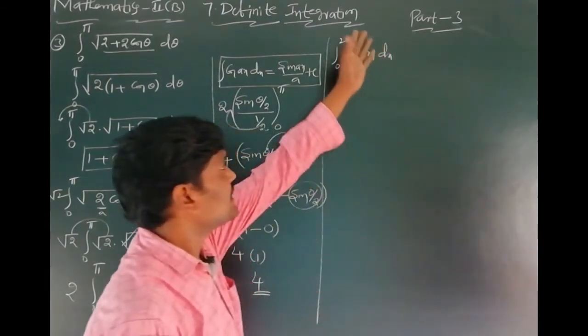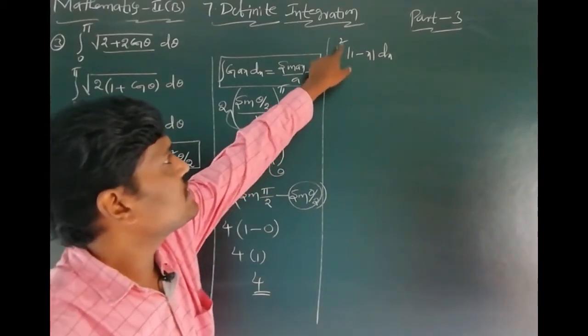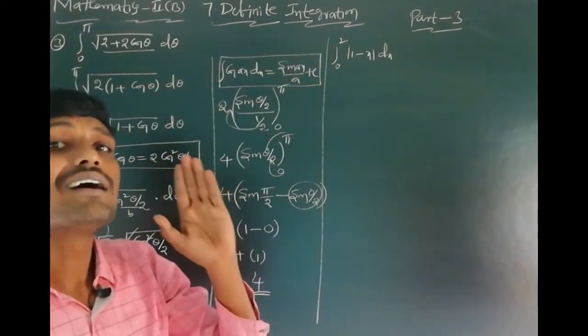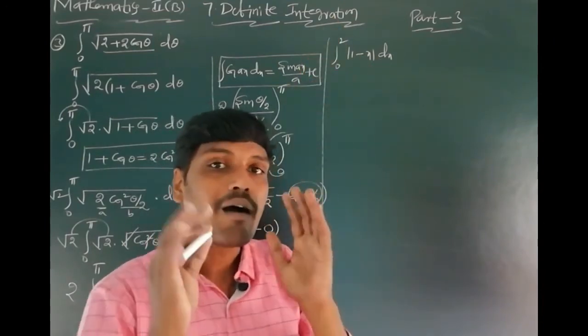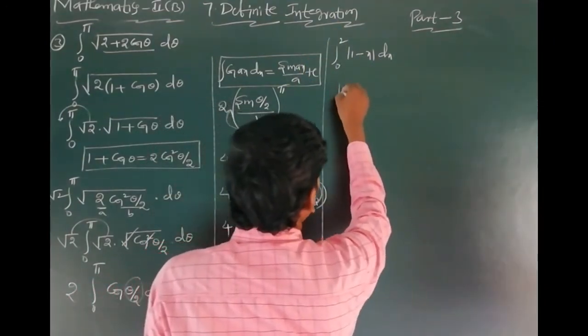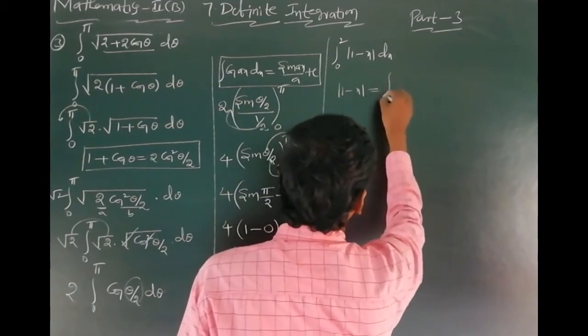Next problem. What is that next problem? The integral 0 to 2 of modulus of 1 minus x dx. Here the modulus is there. Here modulus of 1 minus x has two values.